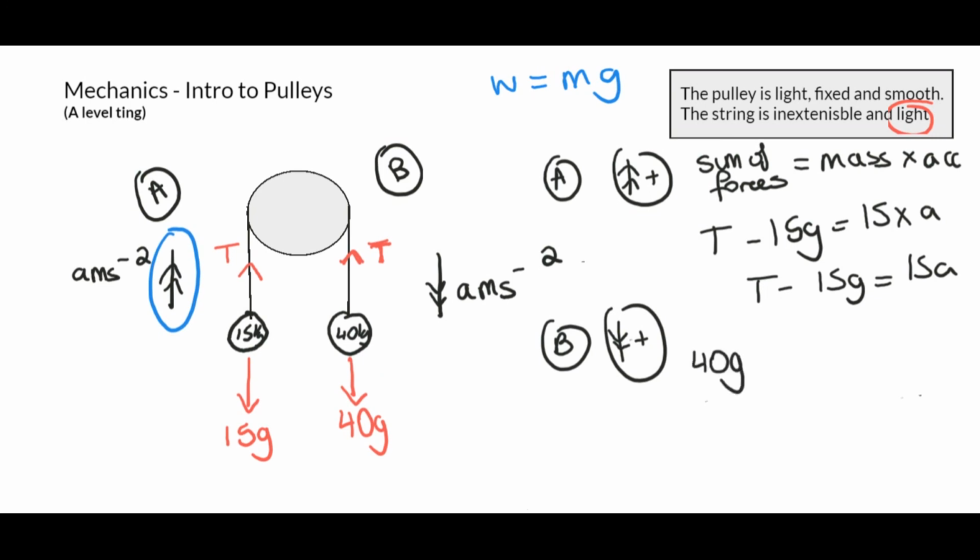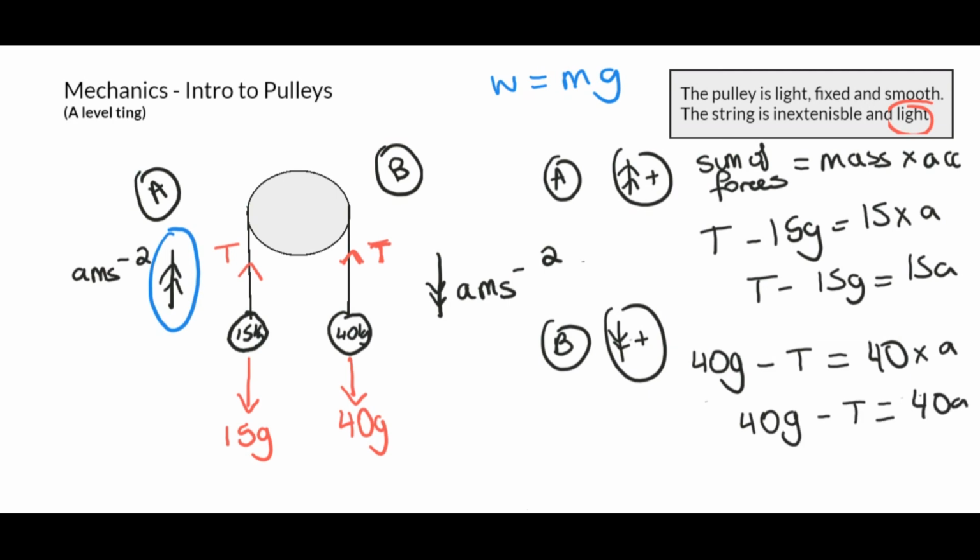But what's not positive, this T is going up. But remember, down is positive right now, so therefore that's going to become minus T. That's going to be equal to the mass, which we know is 40, times the acceleration. So we've got 40G minus T equals 40A.